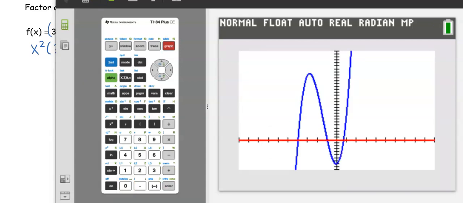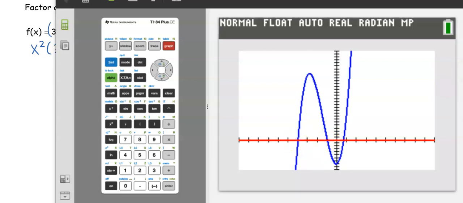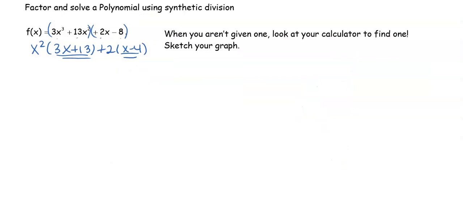So what I need to do is look at my graph and find a solution. I'm going to be guessing here. I'm looking for an x-intercept. I'm just going to pick this first one right here. And it looks like at 1, 2, 3, 4, it looks like at a negative 4. So I'm going to guess that it's a negative 4.